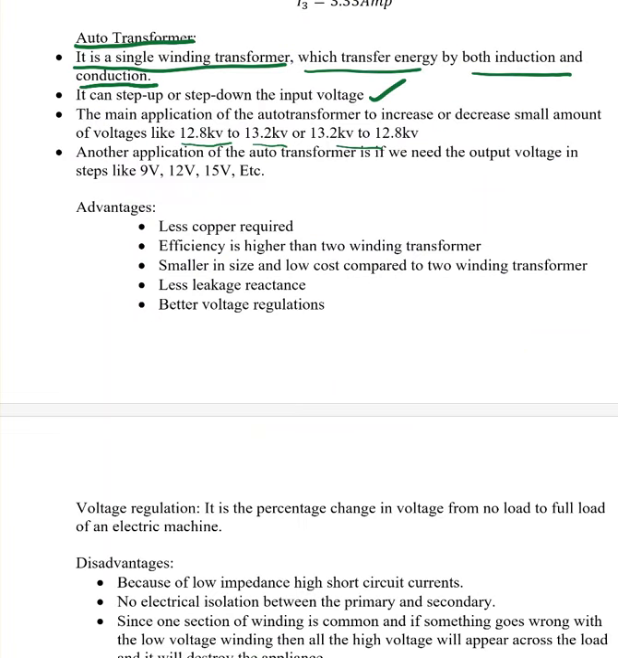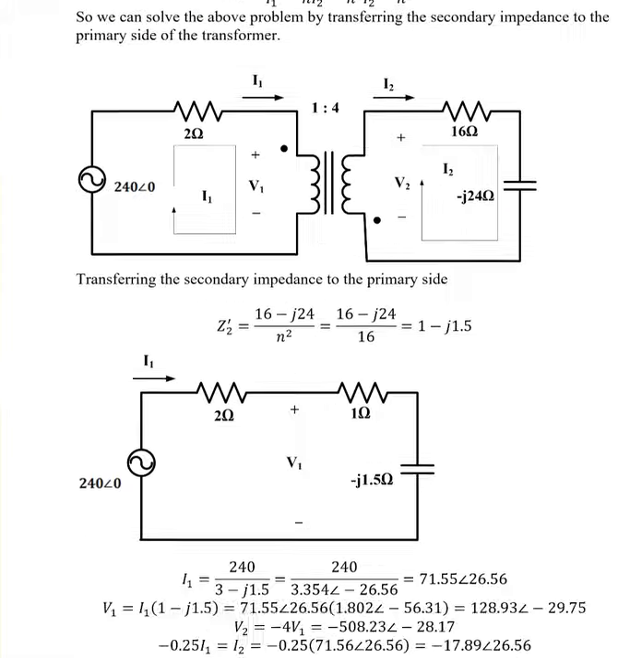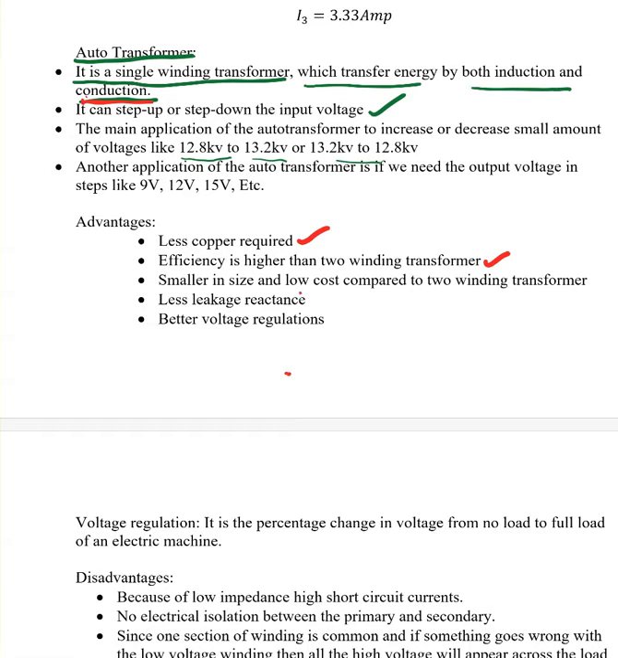Now when it comes to the advantages, less copper is required for the auto transformer. Efficiency is higher than a two winding transformer because part of the energy transfer is via conduction. The third one is smaller size and low cost compared to the two winding transformer.